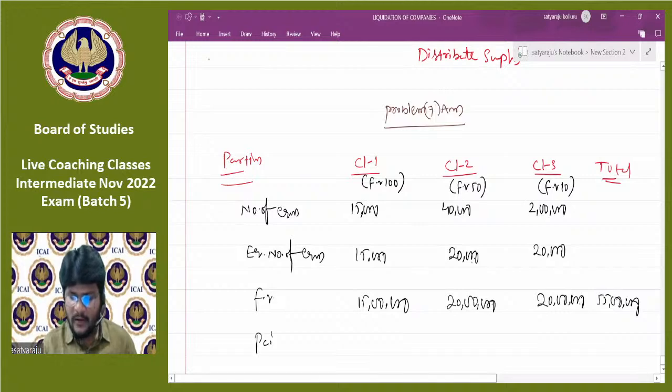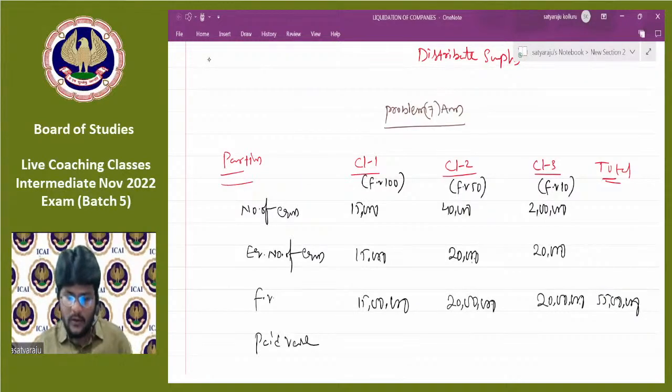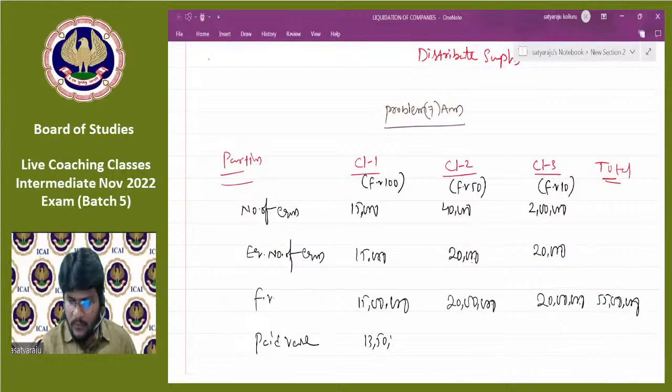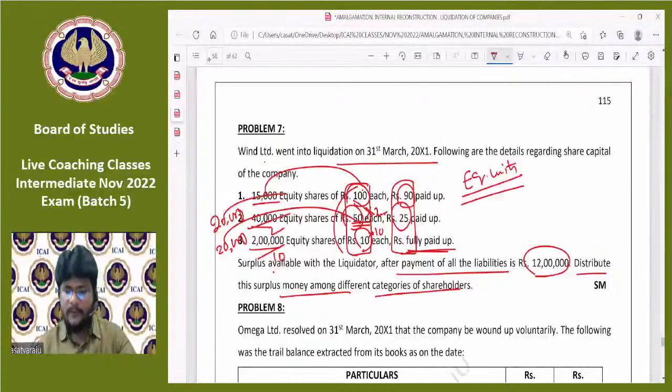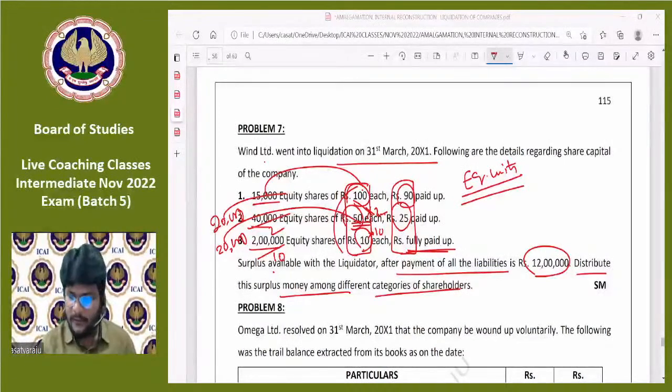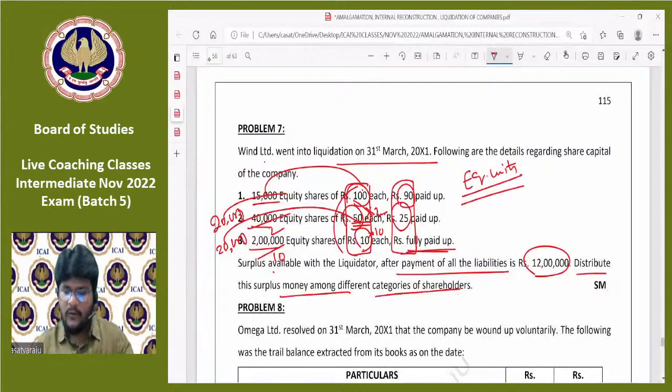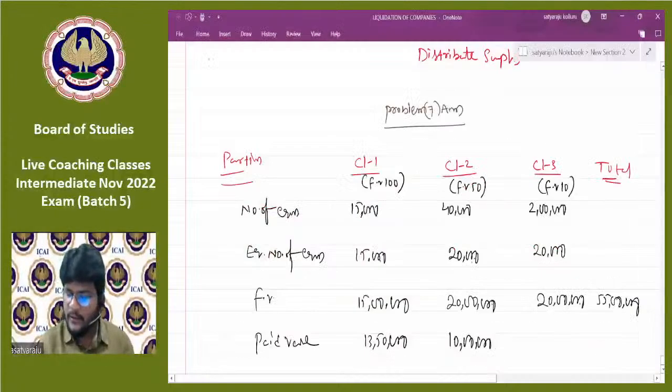Now, as in the old problem, paid up value. You can start to work out the paid up value, which is 15,000 into 90. How much? Which is 13,50,000. Next for class 2, which is 40,000 into 25 or 20,000 into 50, as you wish. Both are the same. 10 lakhs, that was. Next for class 3, which is 2 lakhs and fully paid up, they are given. That's why 20 lakhs. So total paid up value 10 lakhs plus 13,50,000 plus 20 lakhs, 43,50,000.